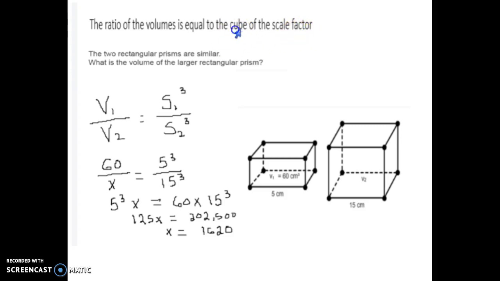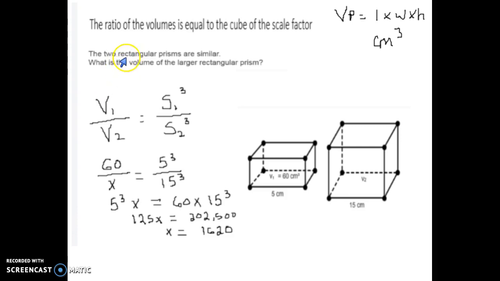scale factor. Okay, so when we're dealing with volumes, remember volume is multiplying three things, like if you have the volume of a prism. So the volume of a prism is going to be length times width times height. And so you're multiplying those three together, and so that's going to be cubic units. So for this one, it would be centimeters cubed.